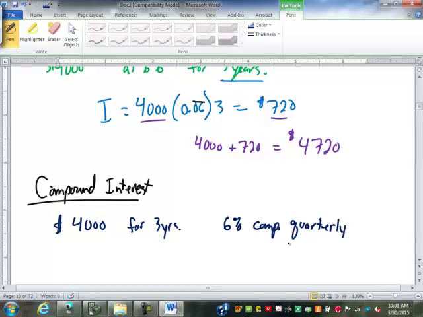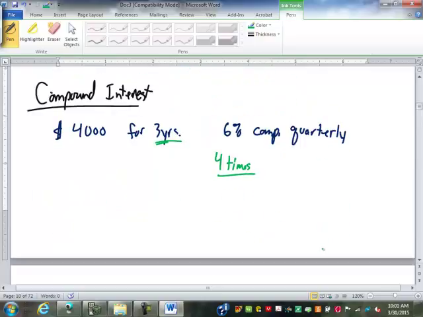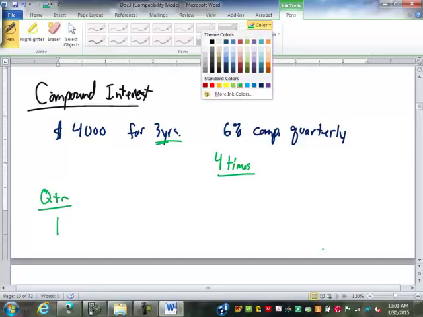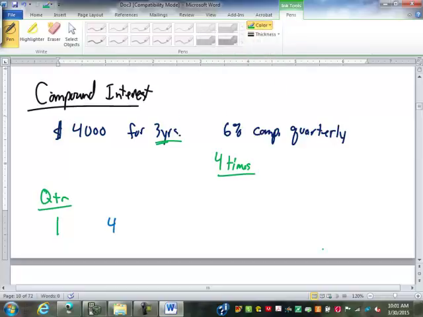Quarterly implies how many times a year? 4 times a year. If they're doing it 4 times a year, how many times are they going to do it in the course of 3 years? 12 times. So we take a look here. Let's look at quarters. Quarter 1. The amount of interest is going to be $4,000 times 0.06. What's our time going to be? We said the time was always in years, right? A quarter is 1/4 of a year. It comes up to $60 in interest.